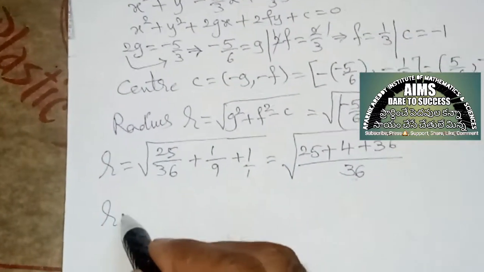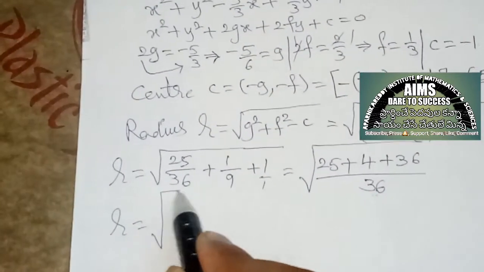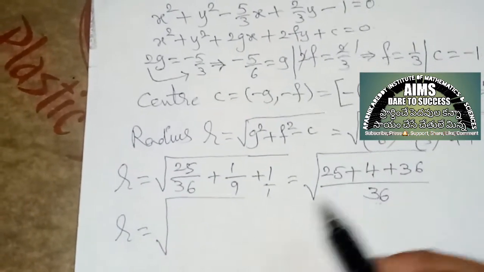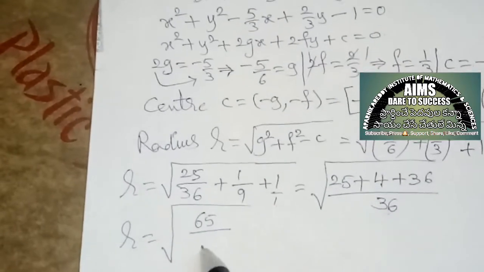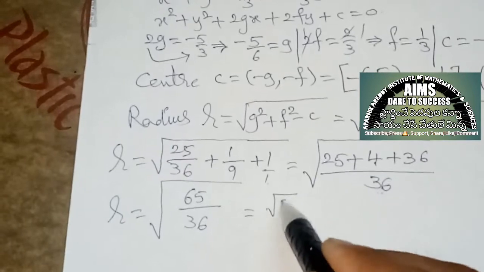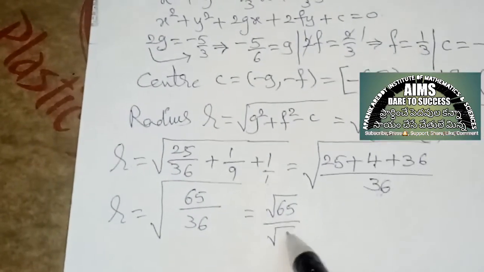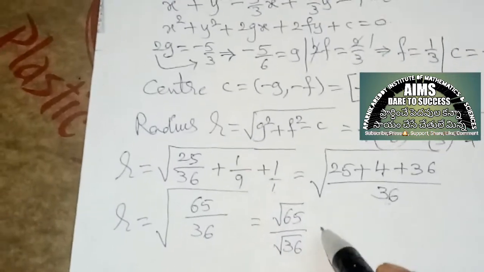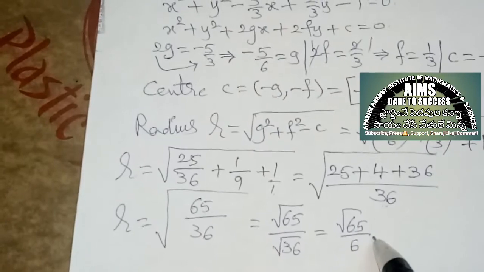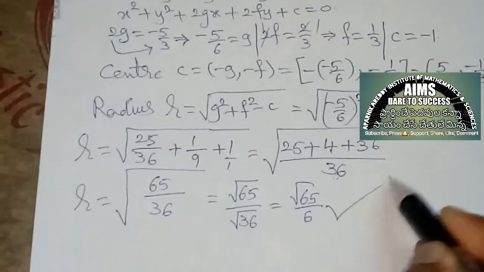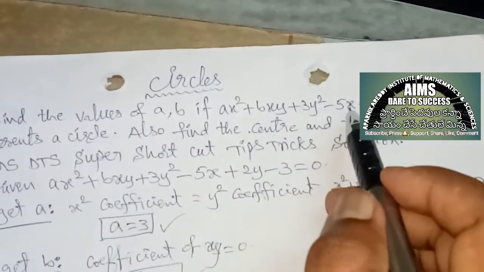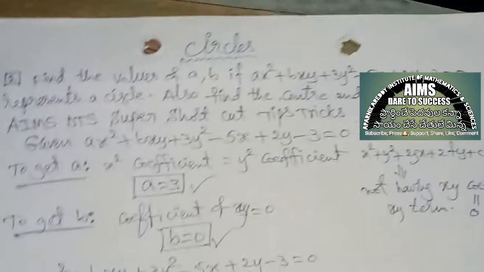So next, r is equal to under root of 36 plus 4 is 40, 40 plus 25 is 65 by 36. This root value you can split into numerator and denominator. We get root 65 by root 36. So root 65 by root 36, where root 36 is 6, is the radius of the given circle.